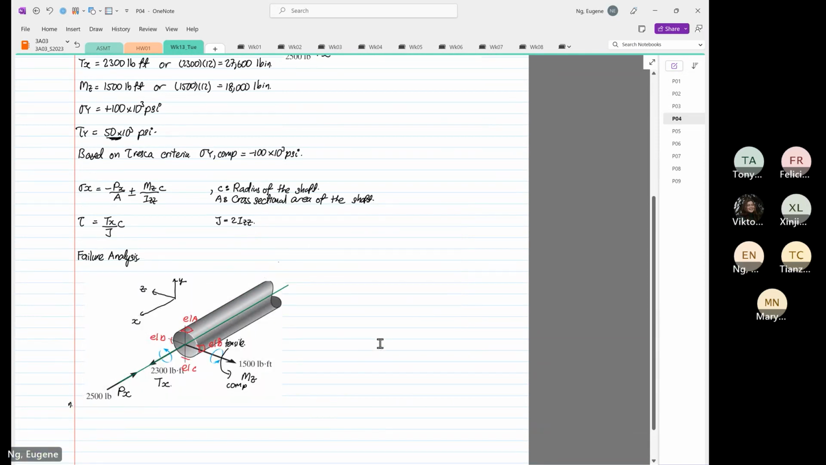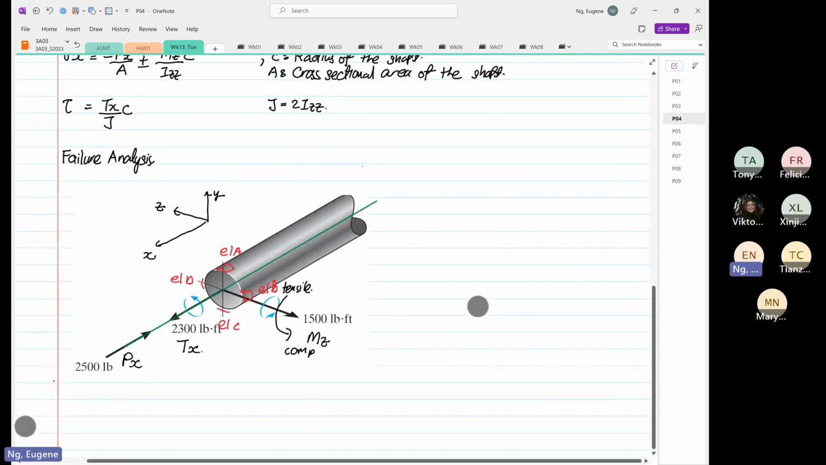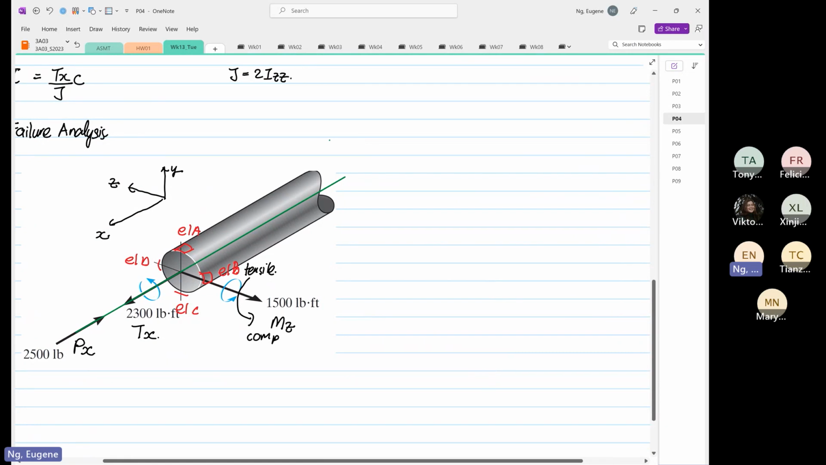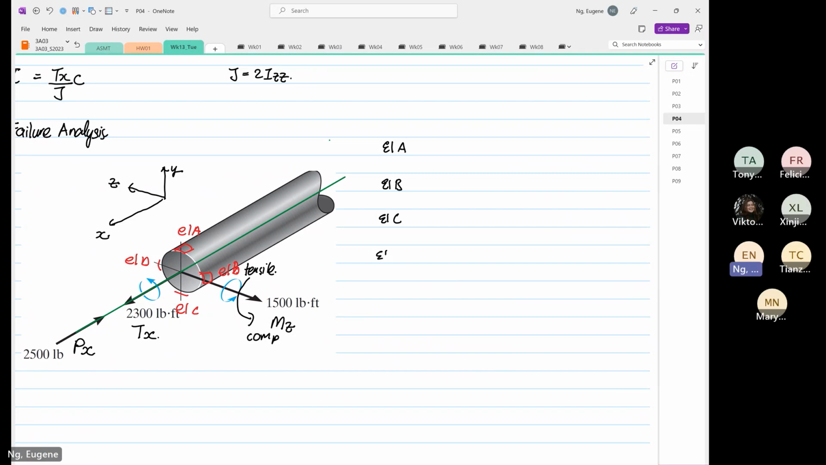Okay. So now we are going to do failure analysis. So we are going to look at elements. Okay, we are going to look at element A, element B, element C, element D. We are trying to quantitatively identify which element has the highest stress.